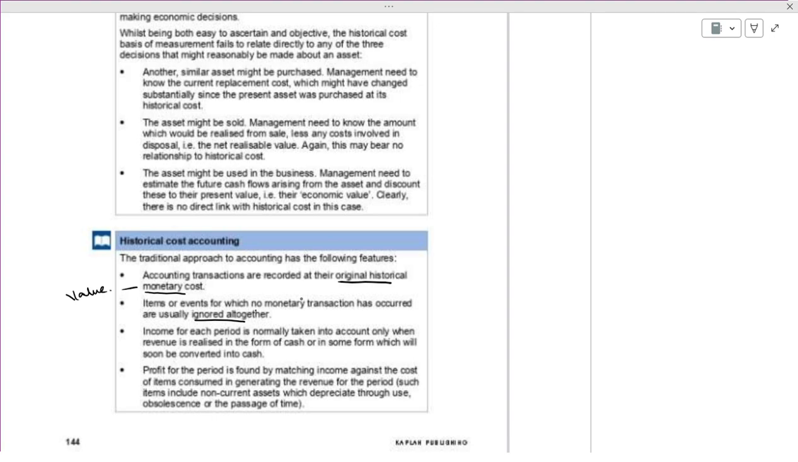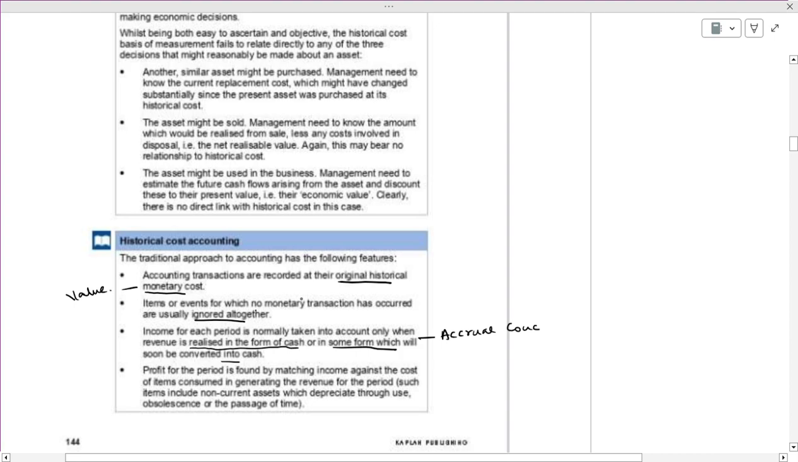Income from each period is normally taken only when it is realized in the form of cash or in the form into which it has been converted. See, here we have the accrual concept and we have the realization concept. Realization concept says it will be taken into account when it is realized.